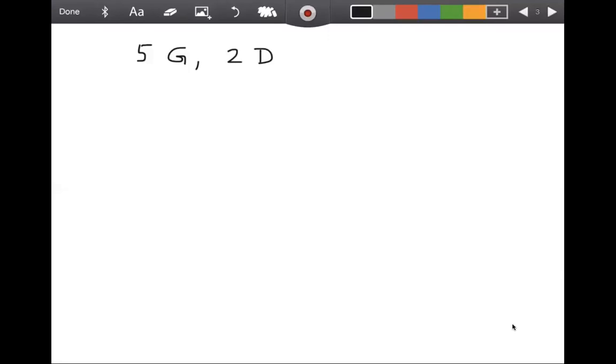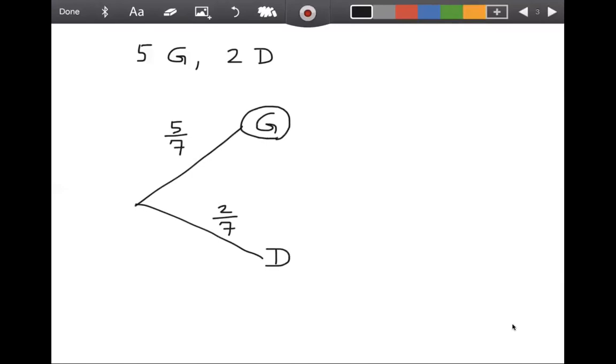So I'm going to pick my first bulb, which is either good or defective. It's good with probability 5/7. It's defective with probability 2/7. Now, if the first bulb selected is good, then we stop, because remember the object of the game is to keep picking until you get a good bulb. If it's defective, we keep going.